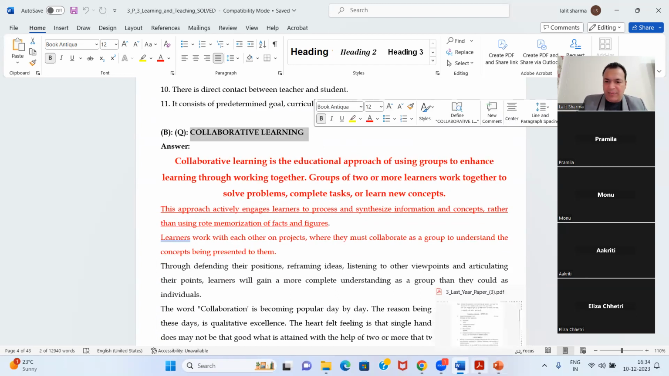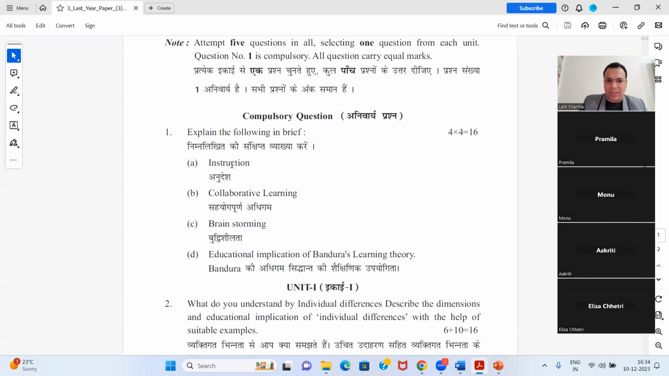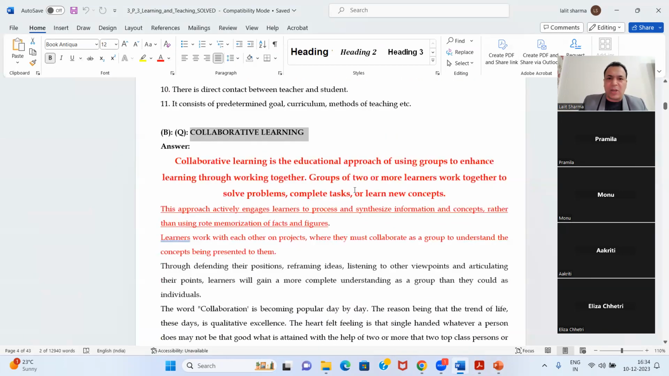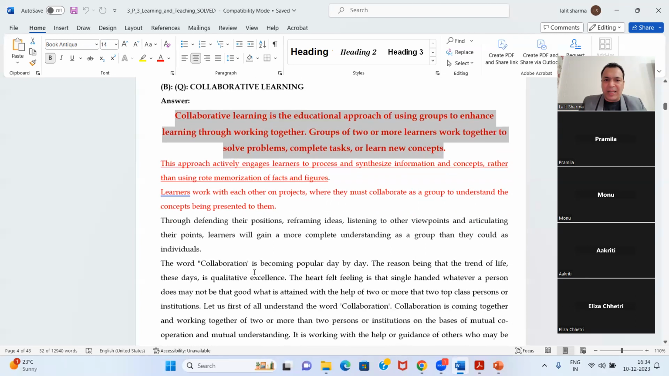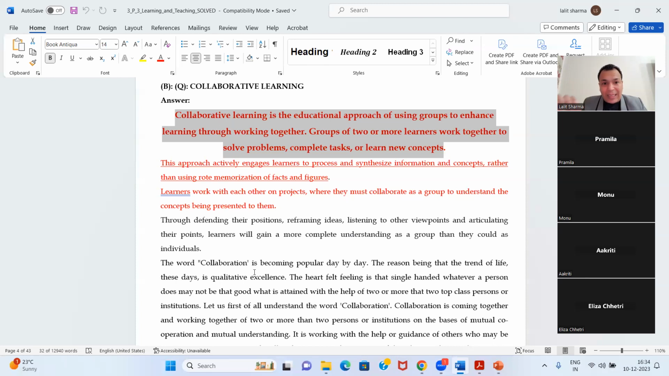Okay, the next question is collaborative learning, right? Side by side, we open the paper. See, instruction we are done. Second is collaborative learning. So what is collaborative learning? As the name suggests, collaborative learning is the educational approach of using groups to enhance learning through working together.